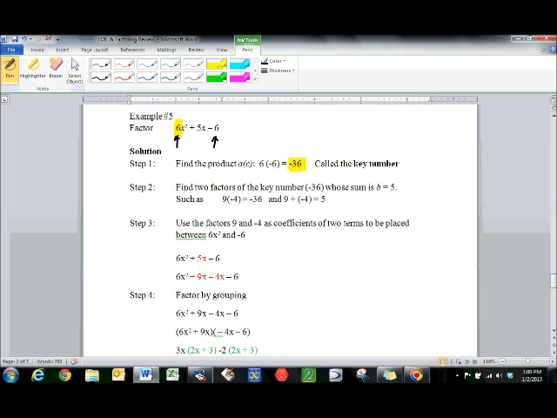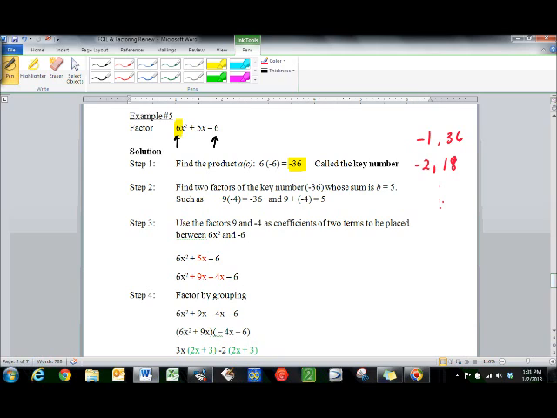Now, once we get our key number, negative 36, we're going to go through the same process that we went through earlier by trying to find all of the potential pairs of factors of 36 that would multiply together to get negative 36 and then add together to get the 5 in the middle term. You can start with your basic negative 1 and 36, and then move on to 2 and 18, and you can see that we're not getting close to that 5, so we would just keep working our way down.